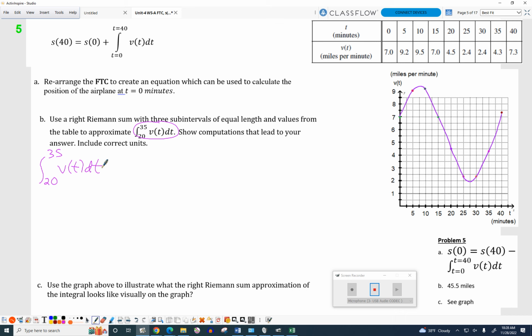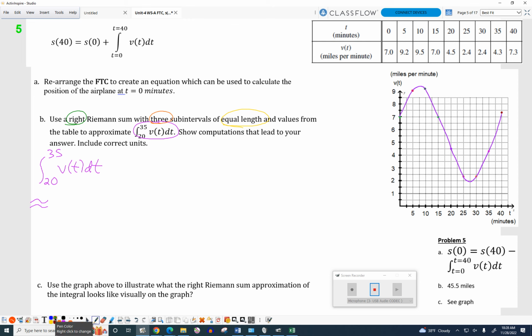And we are approximating the integral, so we do approximation. We're doing a right Riemann sum. 3 subintervals this time. They are to be equal in length. So Connor, let's go to the table first. What would you have me draw on the table?